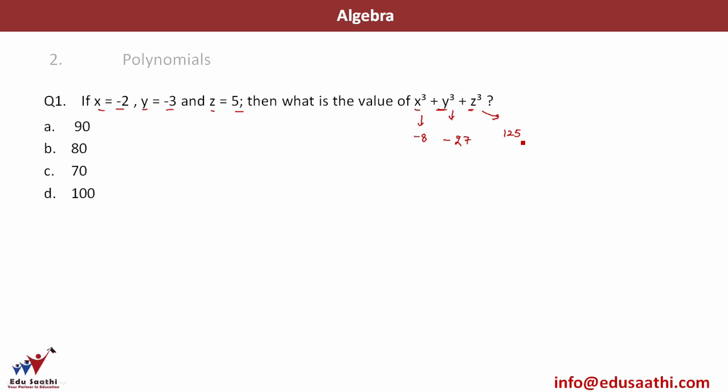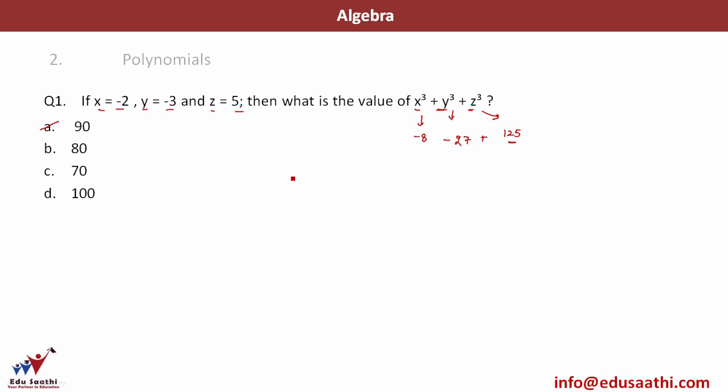Now if you add all these values, it will be 125 plus minus 27 plus minus 8. So if you just look at the values and solve them, you will get your answer for this expression, which will be 90. However, I can apply the formula that I have just learned.